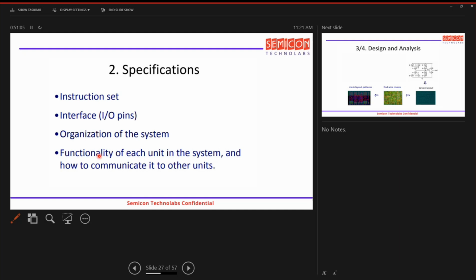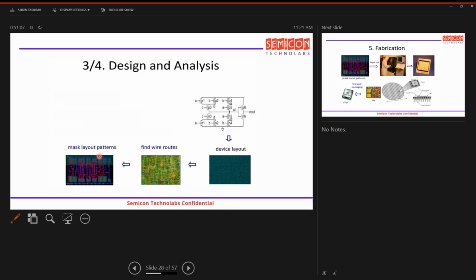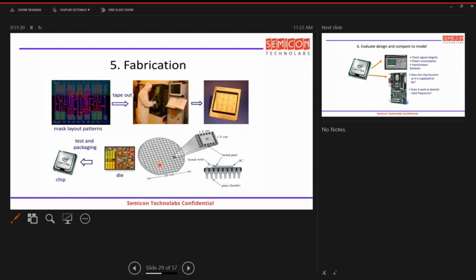Okay. Once it is mapped into specification, then design and analysis. I mean, we have the design ready, similar to Verilog and VHDL. That has to be mapped into layout, and then we have to do the routing, and then finally mask layout patterns. Okay, so this comes in the physical design part. Then fabrication: the mask layout patterns go for tape out, and then the fabrication person will be mapping that into die.